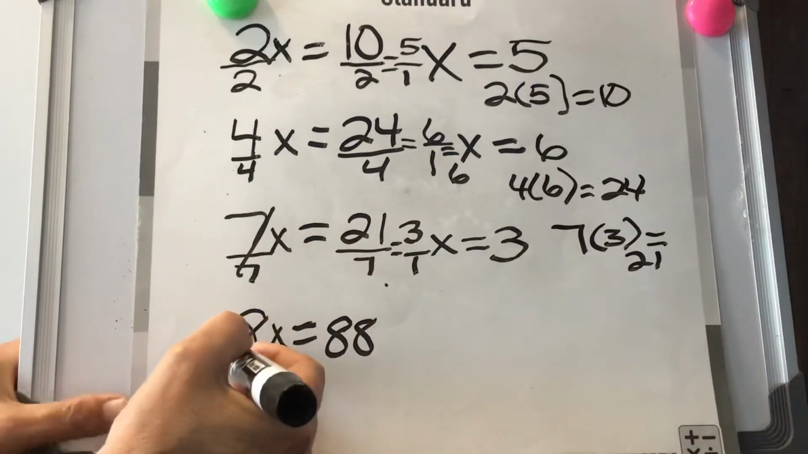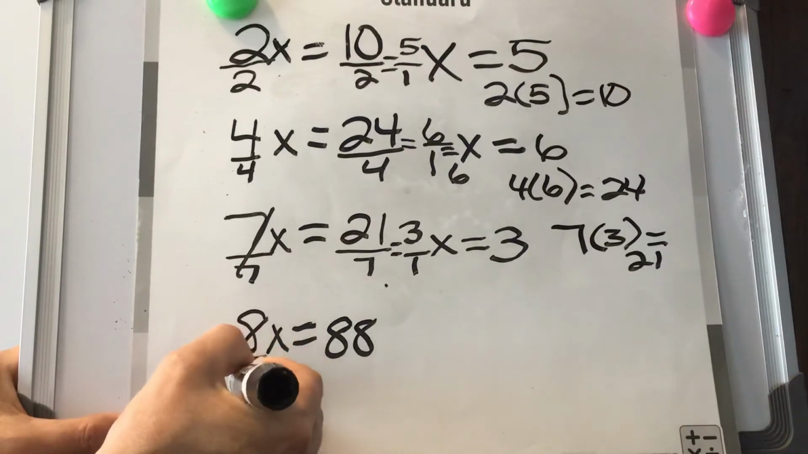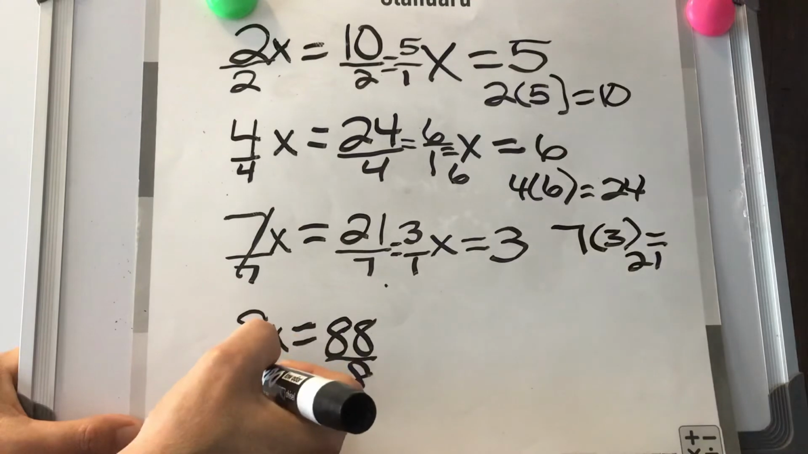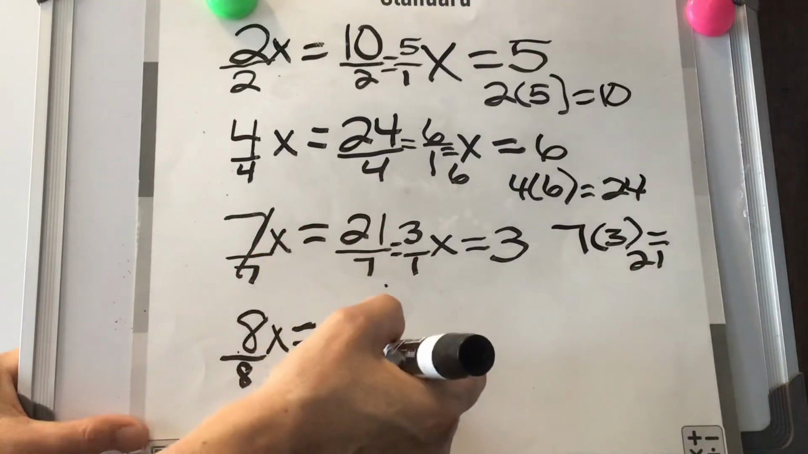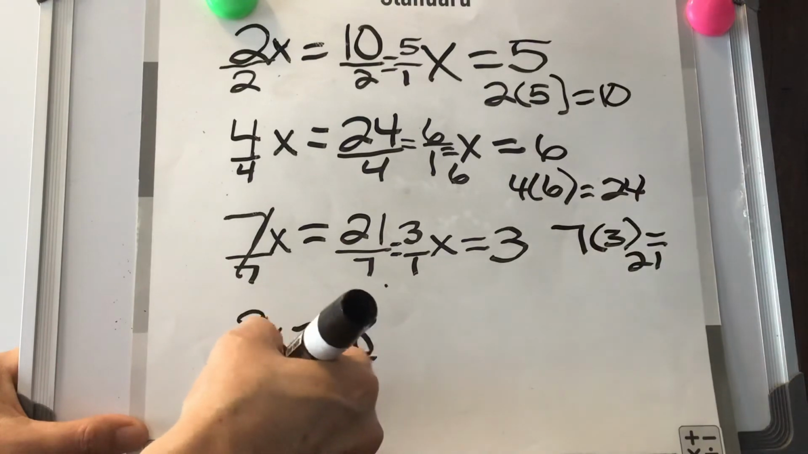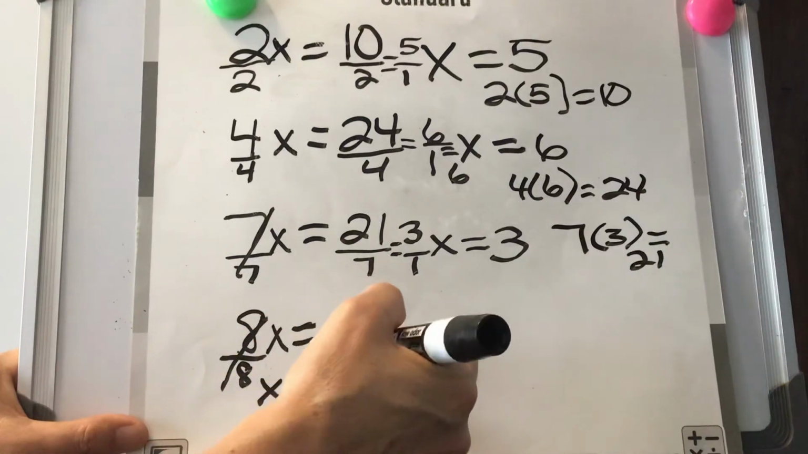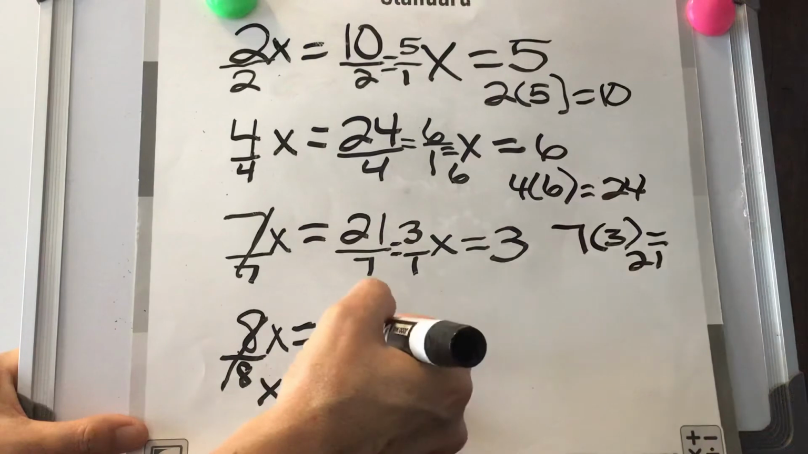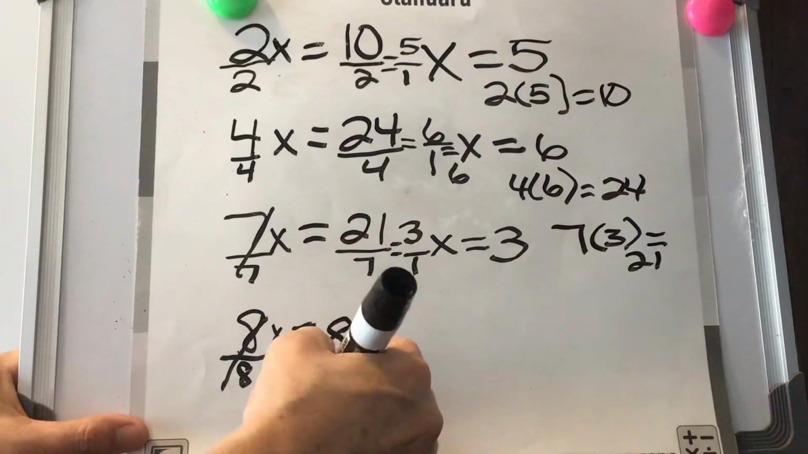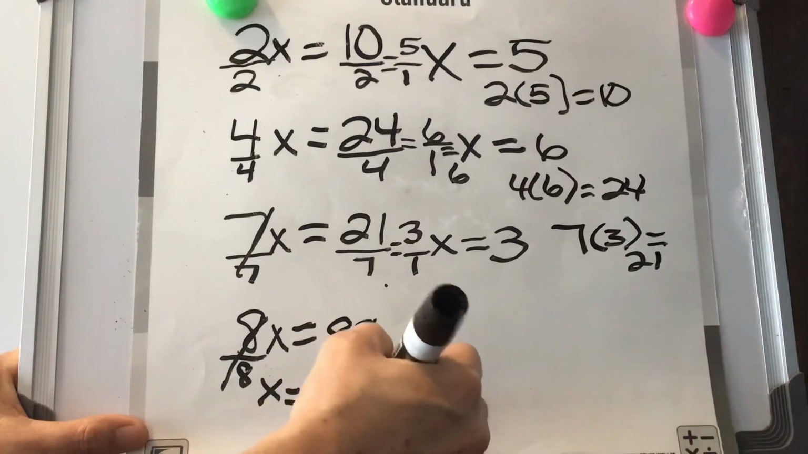So this is multiplication, so I'm going to divide. I'm going to divide both sides by 8, because what I do to one side of the equation, I have to do to the other side. So this crosses this out. That leaves you x equals 88 over 8. And 8 goes into 88 11 times. And 8 goes into 8 1 time, so that leaves you 11.